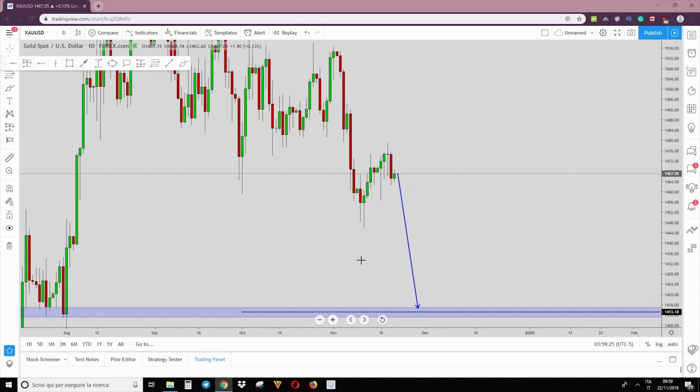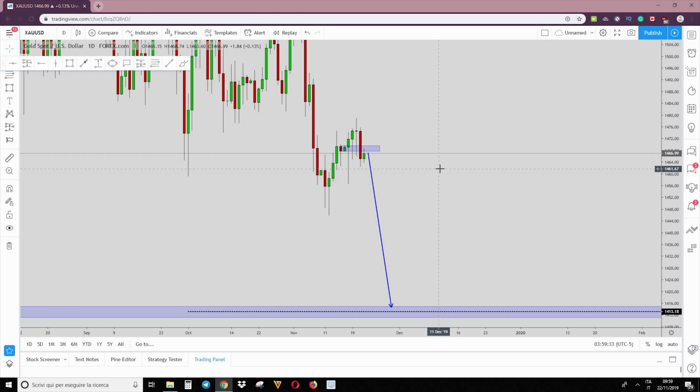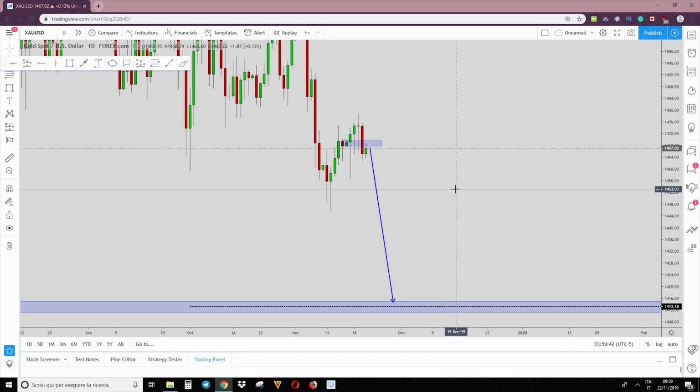Another thing that we can notice is that the market has broken below this level of structure, as you can clearly see, and is now retesting it. There was structure because here on the daily you can see that in all of the retracement, this is the only red candle, showing that the market was interested in this area.